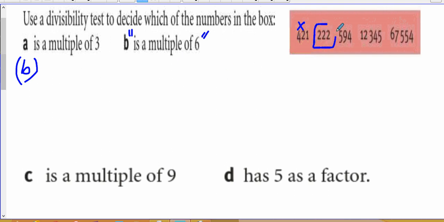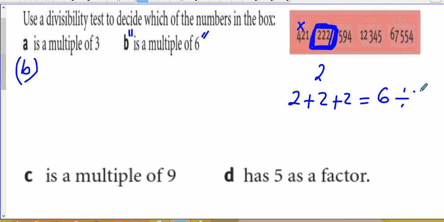How about this number? Since this number has a last digit of 2, hence this number is divisible by 2. Is it divisible by 3? Yes, this number is divisible by 3. Remember what we said? Add the digits making up that number and see what you are getting. You are getting a 6, which is divisible by 3. So, for the case of which number is a multiple of 6, we have 222 as one of the multiples of 6.